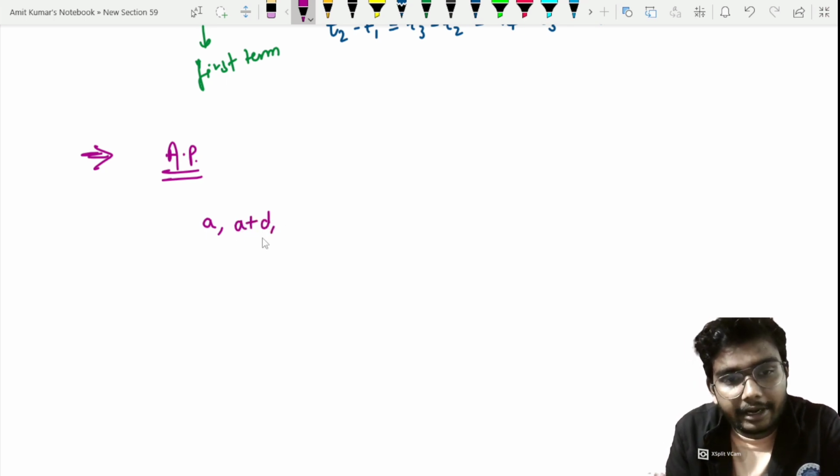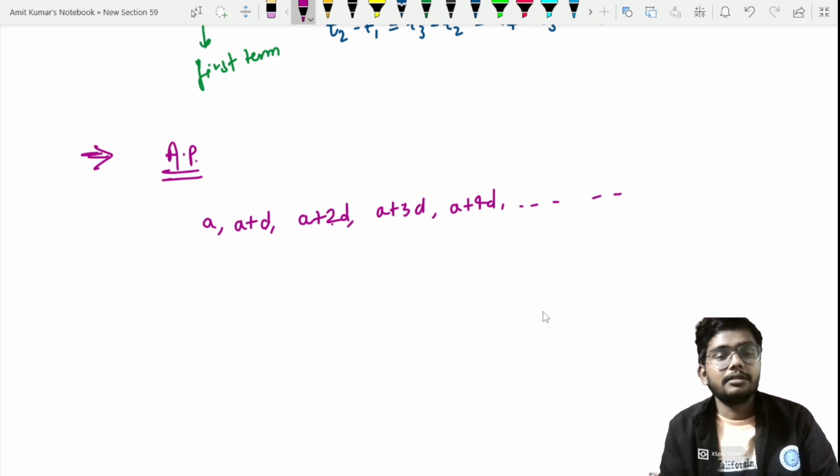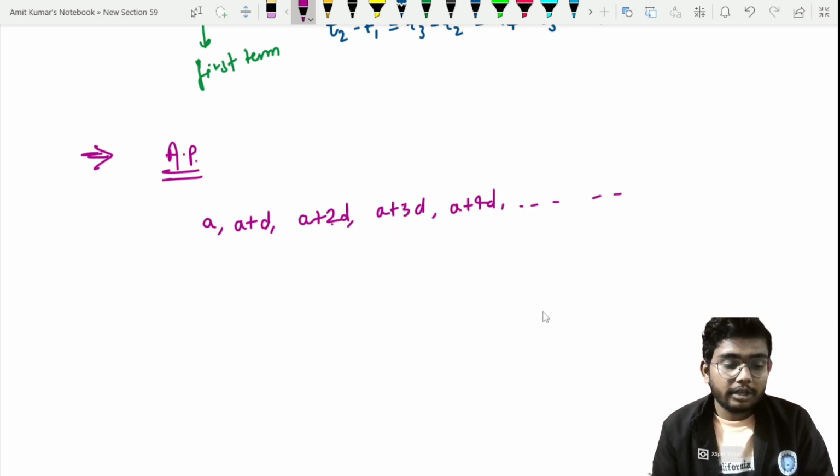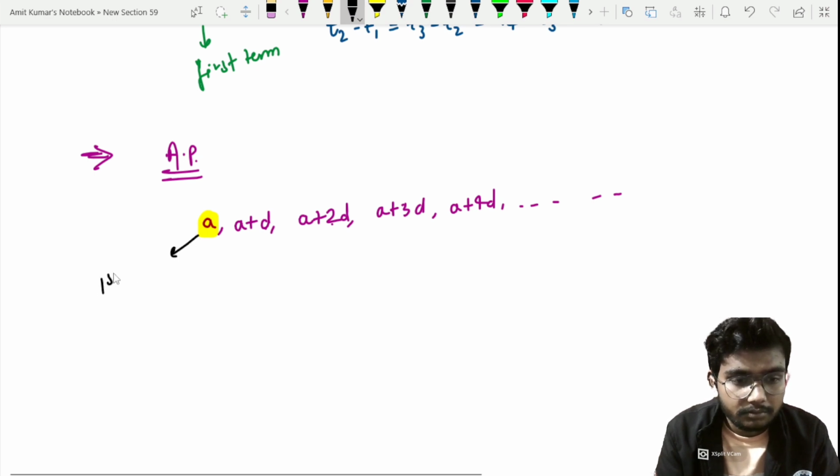Again, if you are adding d to a plus d, you will be getting a plus 2d, and if you are adding d to a plus 2d, you will be getting a plus 3d. Understood? So in this way you will be getting all the elements of AP. Let's suppose, from here you just try to understand, this is our first term, right? And our first term is a.